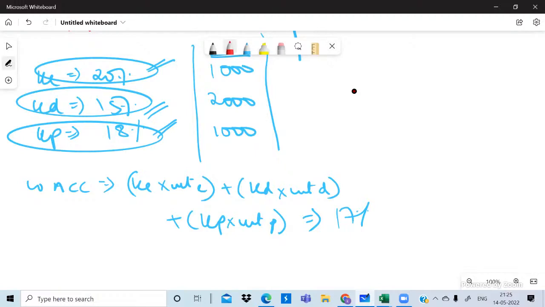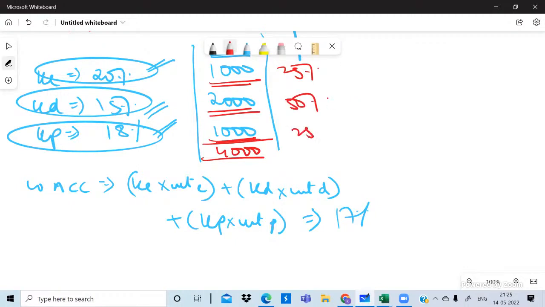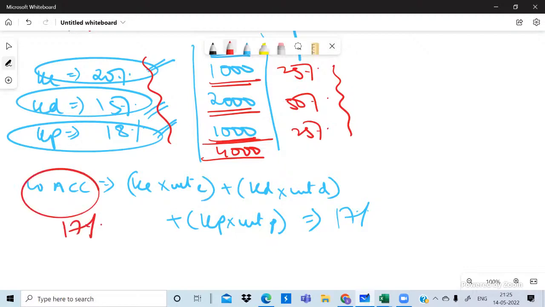Because if I look at the weights, what are my weights? Out of 4,000 investment, equity is 1,000, which means my weight is 25%. Debt is how much? 50%. And preference is how much? 25%. So I know the weights, I know the cost, multiply them, add it up, you'll get your WACC 17%.